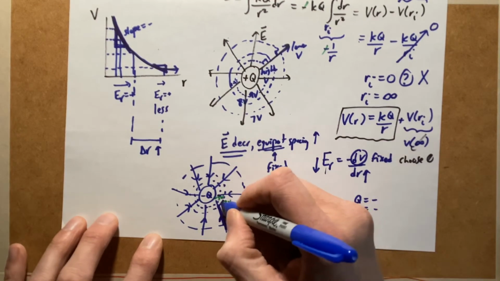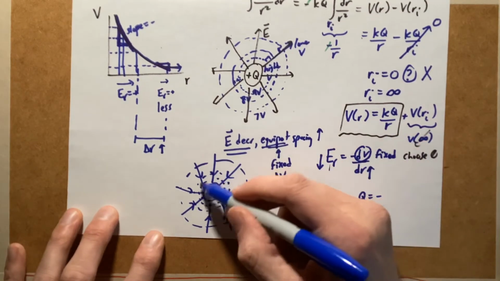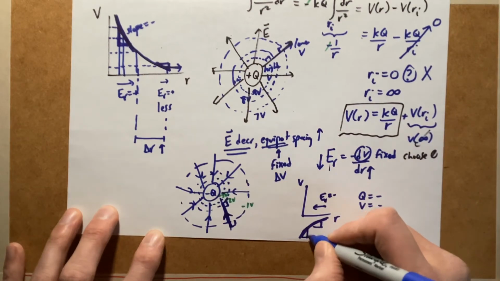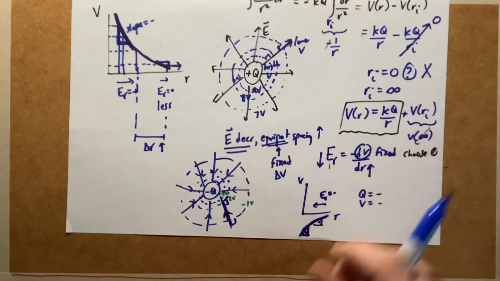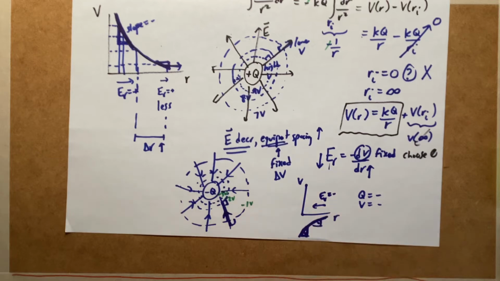It points perpendicular to equipotentials. And where the electric field is strongest, the equipotentials are most closely spaced. Okay, you have the big changes in voltage nearby, more gradual changes in voltage further away. And so that's for a point charge.